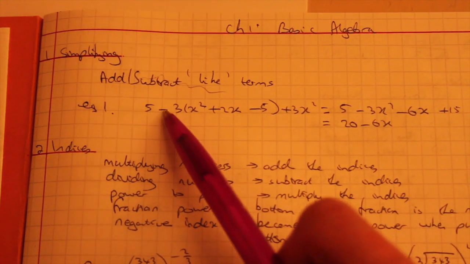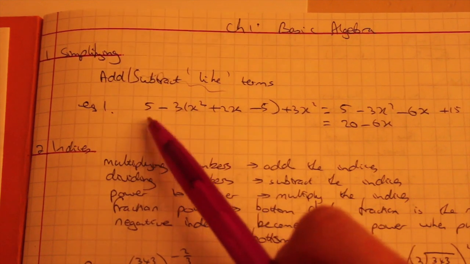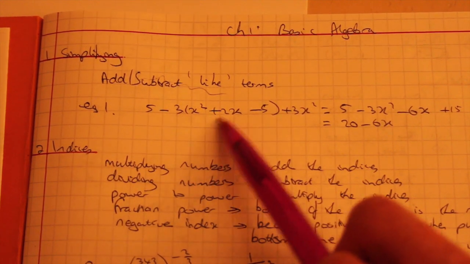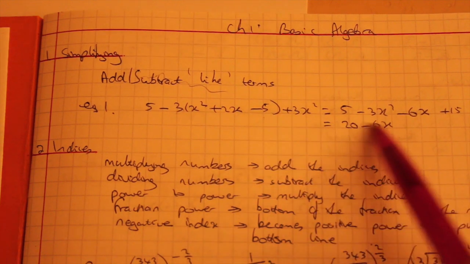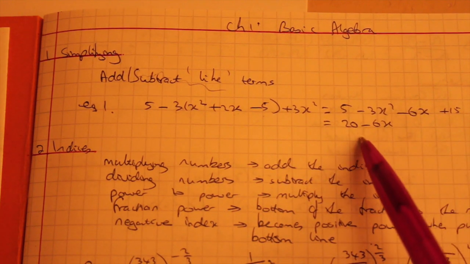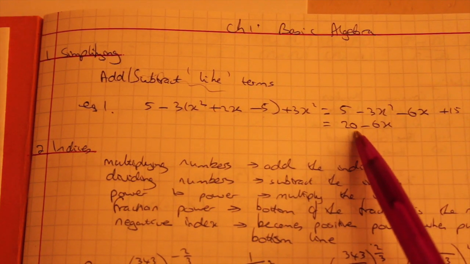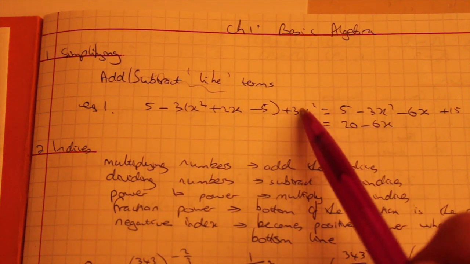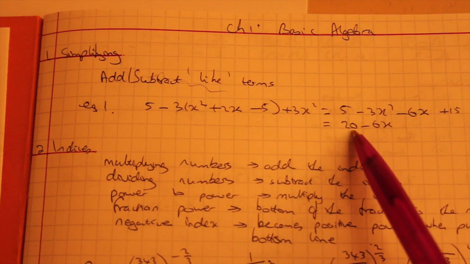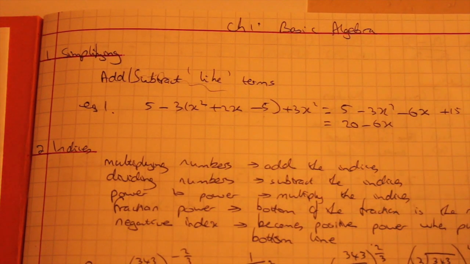Just watch that wee minus sign outside that bracket. So it's 5 minus 3x squared minus 6x add 15. And that all tidies up to give you 20, even plus 3x squared at the end. That tidies up to give you 20 minus 6x.